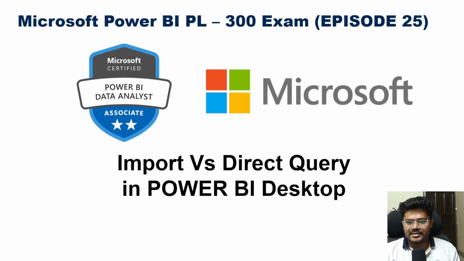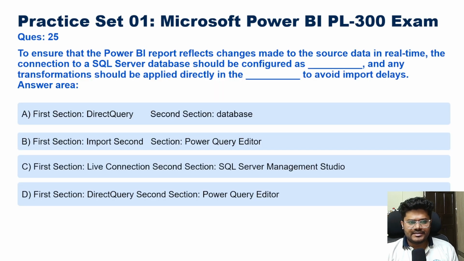So, that being said, let's jump to question number 25. It says: to ensure that the Power BI report reflects changes made to the source data in real time, the connection to a SQL Server database should be configured as dash, and any transformations should be applied directly in the dash to avoid import delays.